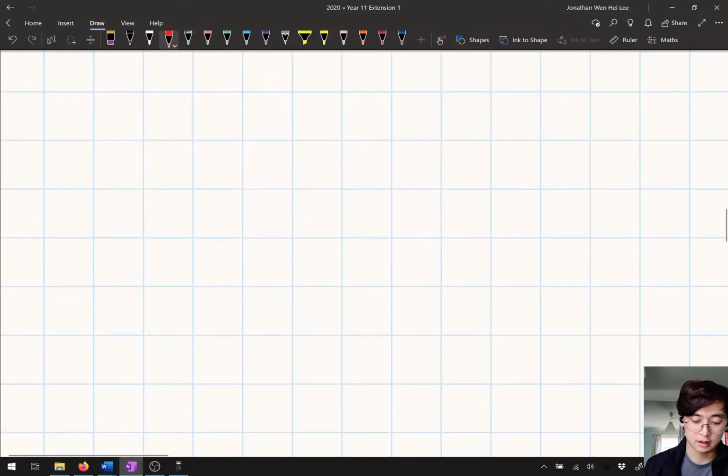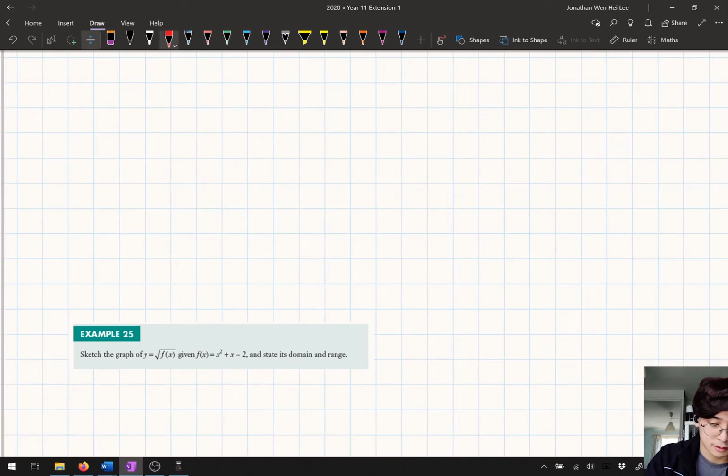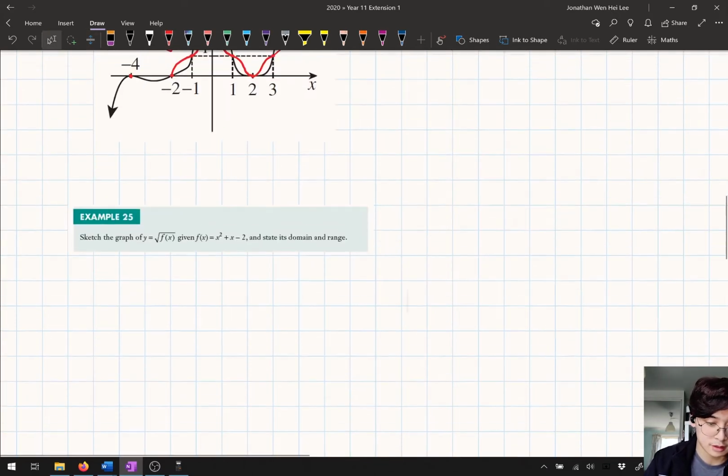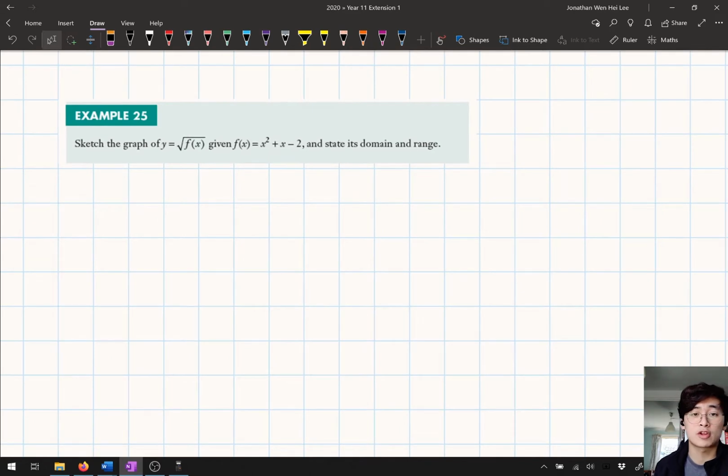Okay, I think I have another example that I want to go through. Okay, here we go. This next part, I want to sketch the square root of f of x when we're given that original function f of x is equal to x squared plus x minus 2. And we want to state the domain and range.